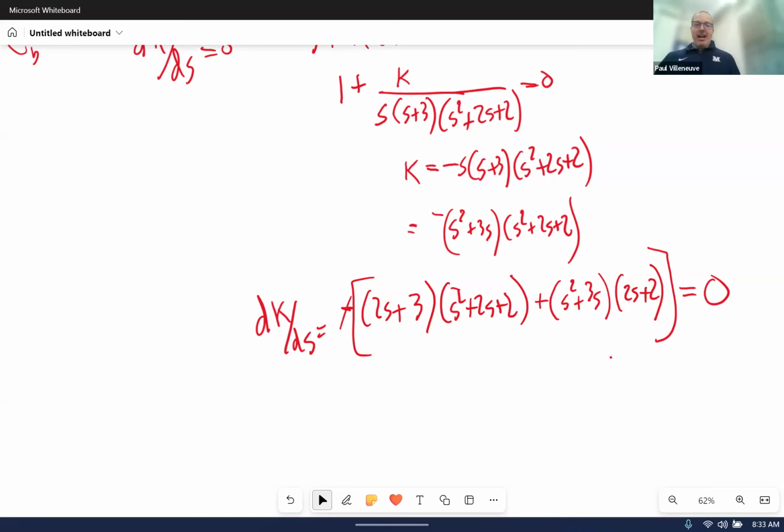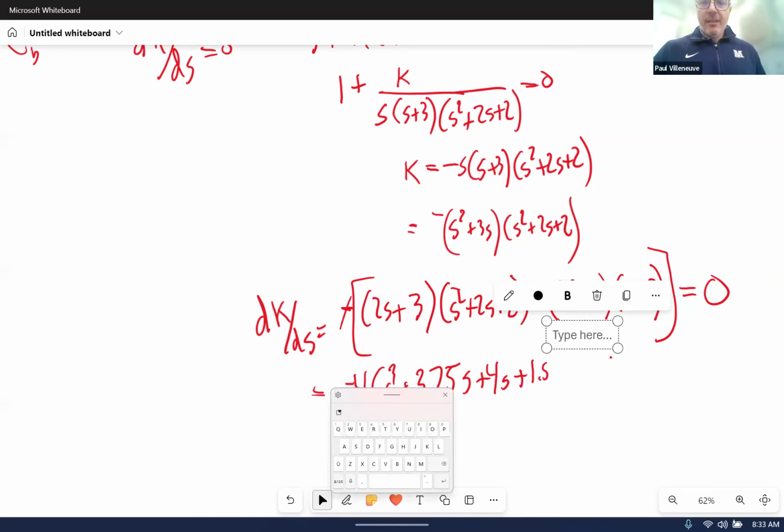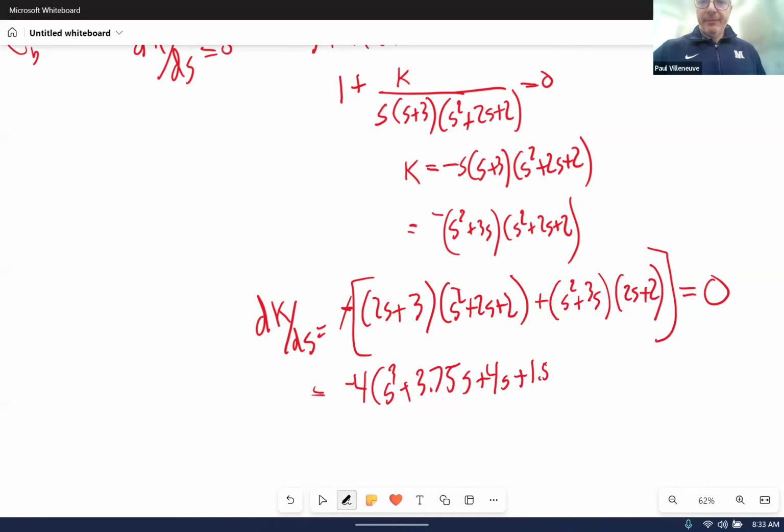All right, so now you have to keep expanding it. I've done that for you a little bit, and I have -4 times S cubed plus 3.75 S squared, wow, this is really getting some lag, plus 1.5. Boy, oh boy. And that's going to equal 0. Again, the 4 drops away.